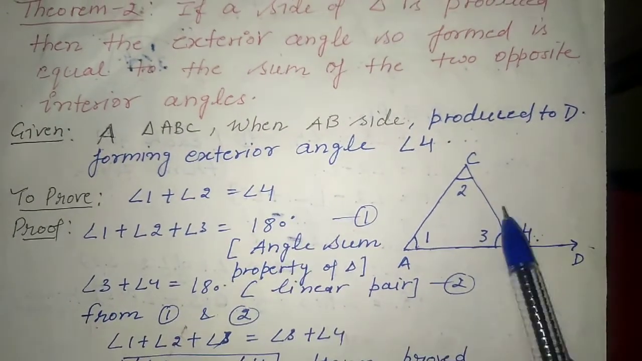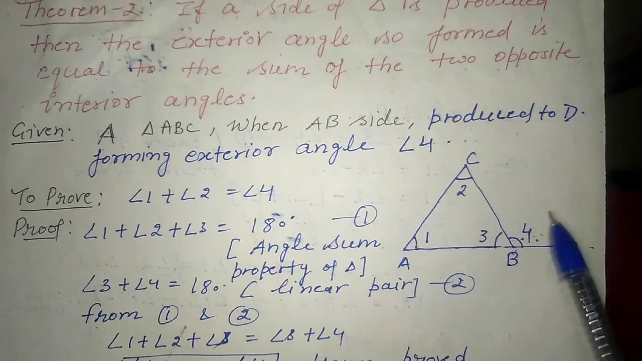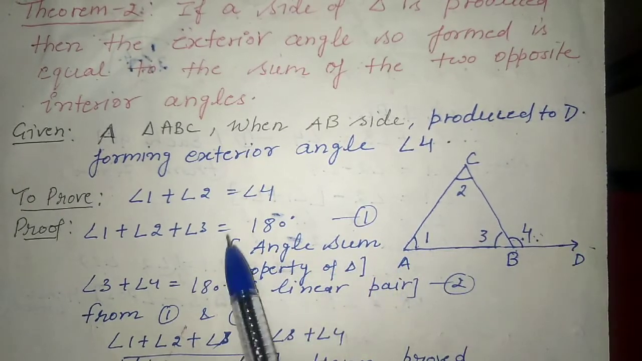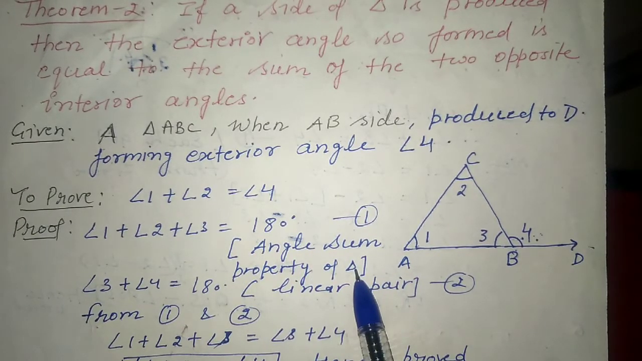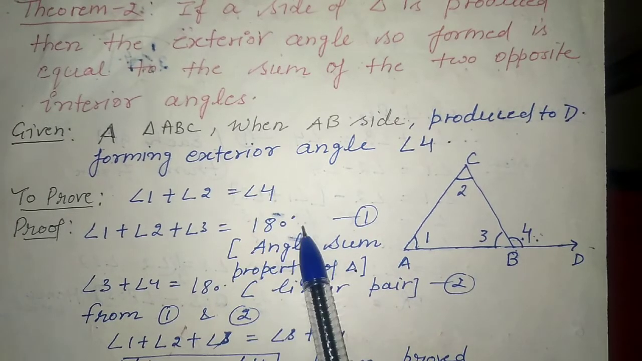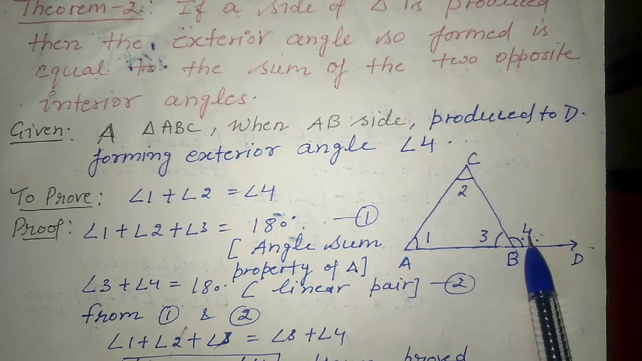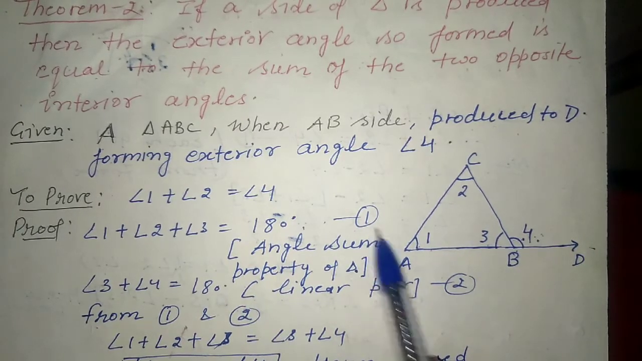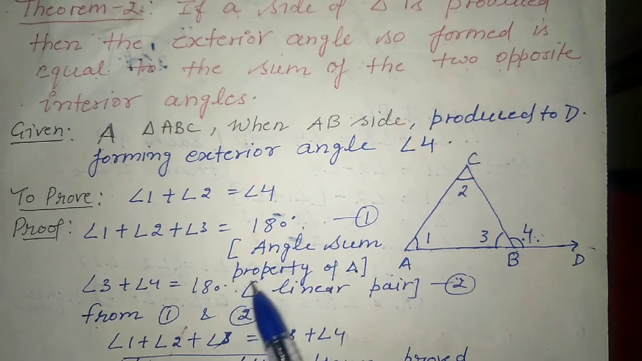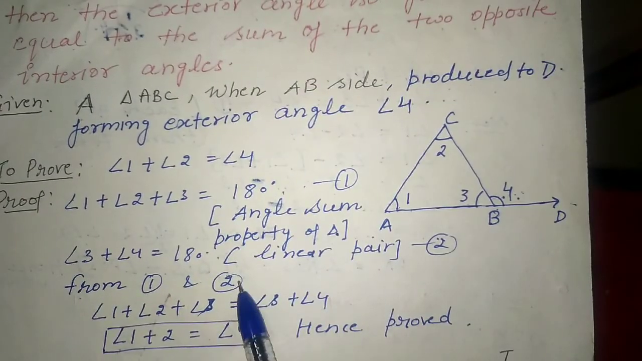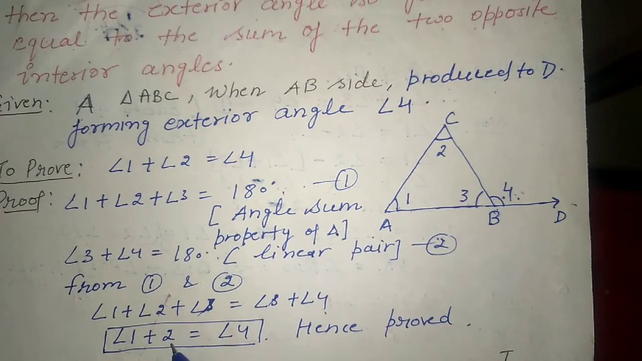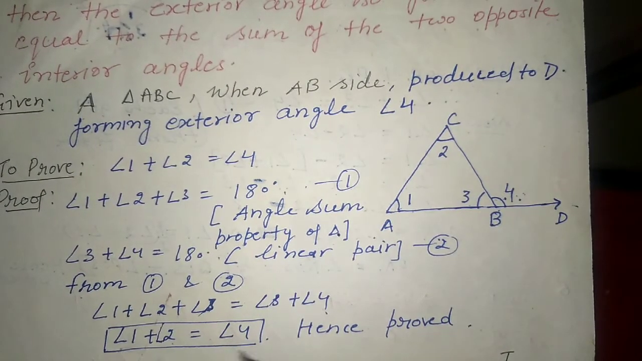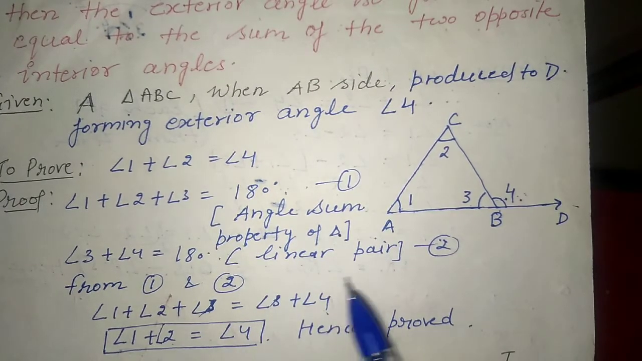Now how can we prove this? Here we have angles 1, 2, 3 and outside is 4. So here is 1 plus 2 plus 3. We will use the previous theorem, the angle sum property of a triangle: angle 1 plus 2 plus 3 is 180. This is the first equation. Now 3 plus 4 is also 180 because these are a linear pair. This is the second equation. The right sides are equal, hence the left sides will also be equal. From the first and second, angle 1 plus 2 plus 3 is equal to angle 3 plus 4. So 3 can be cancelled out. Angle 1 plus angle 2 is equal to angle 4. This is what we wanted to prove. Hence proved.